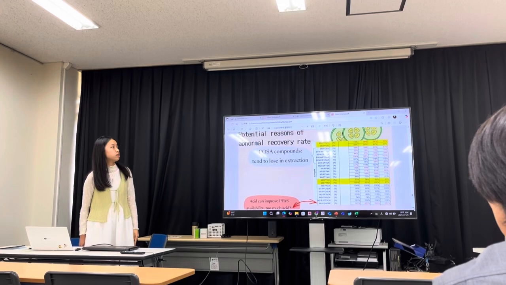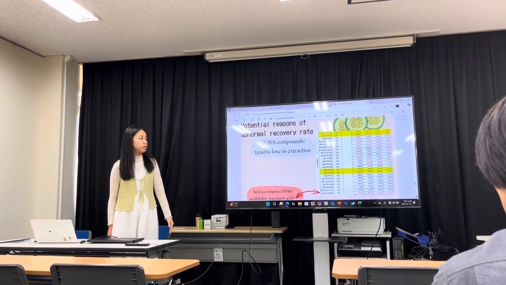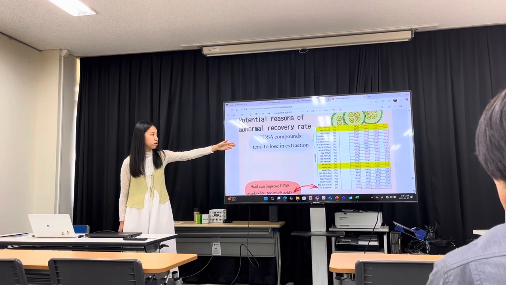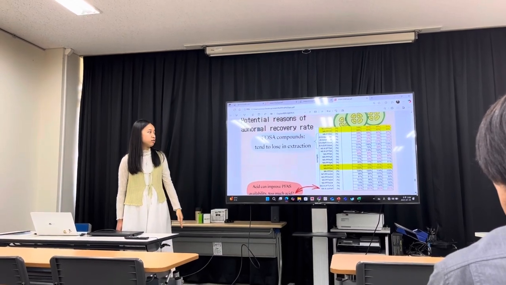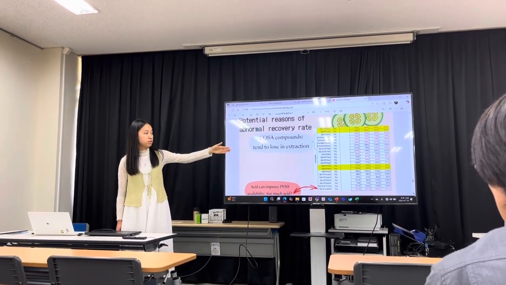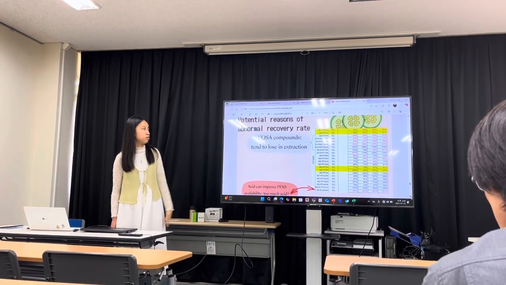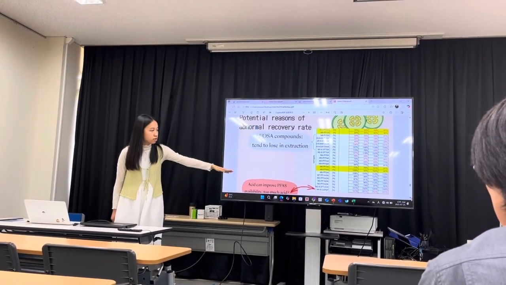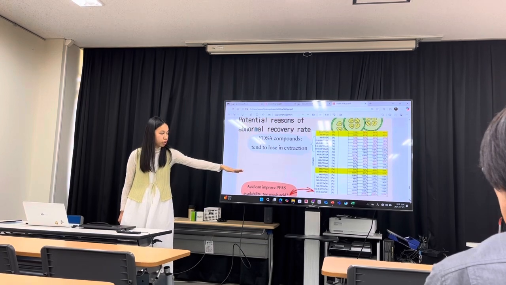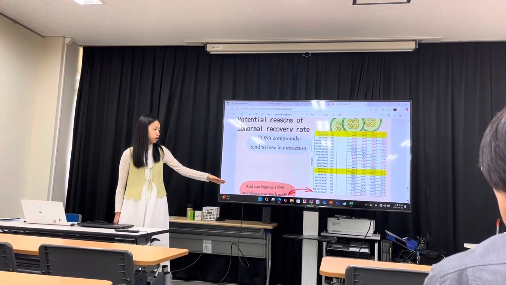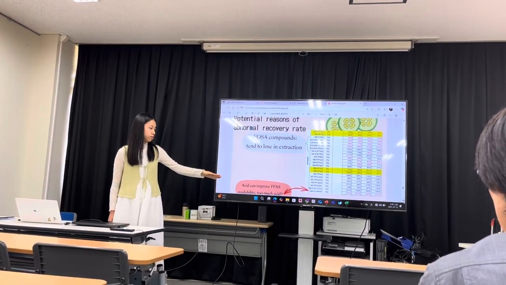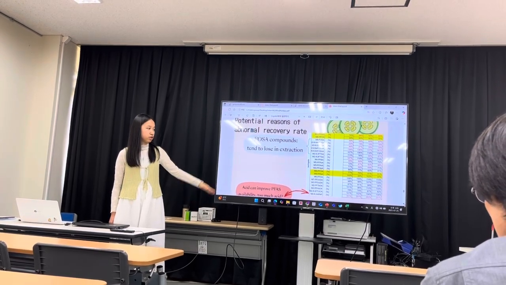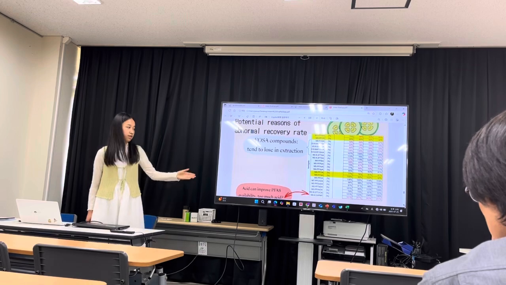For this one, it has some abnormal recovery rate. So I guess the reason is that the FOSA compound tends to be lost in the extraction process. So maybe that's the reason for the quite abnormal recovery rate. And for this one, extremely high recovery rate, maybe I found that acid can actually improve the PFAS availability. Maybe I accidentally added too much acid. It's just guessing.